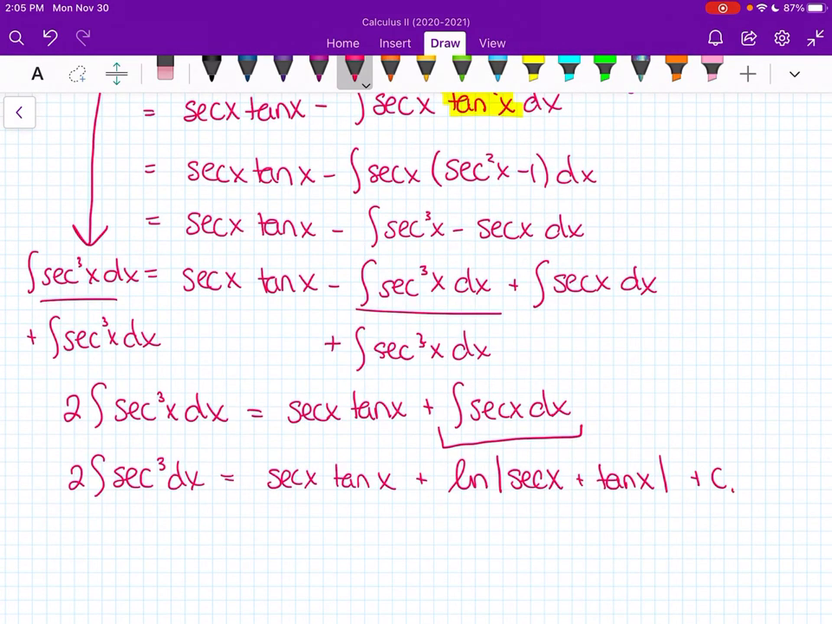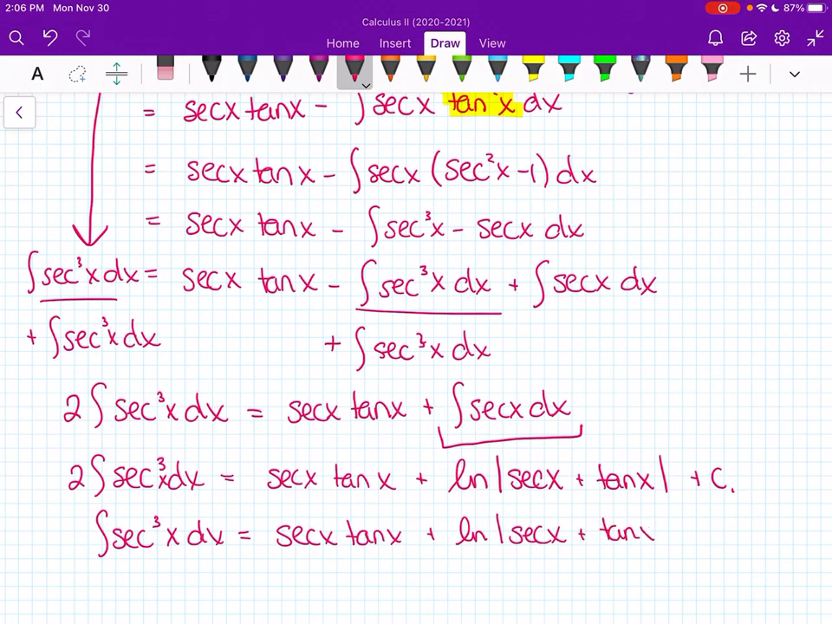And then I can go through and divide everything by 2. I'll call it c sub 1. Divide everything by 2. So now I find that the integral of secant cubed of x dx, oops, I forgot my dx in that previous step, is secant x tangent of x plus natural log of the absolute value of secant x plus tangent of x plus c, and then each of those are divided by 2 or multiplied by a half. And that would be our final answer right there.